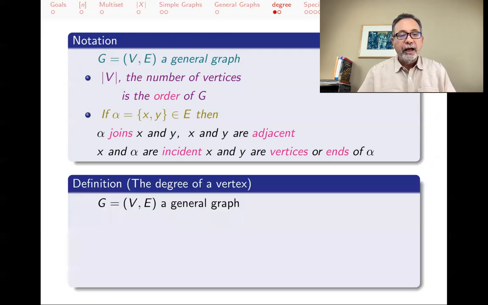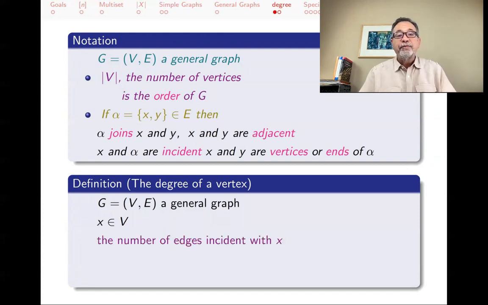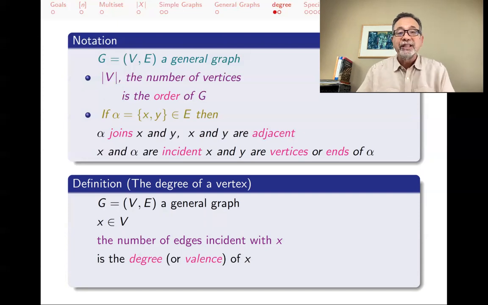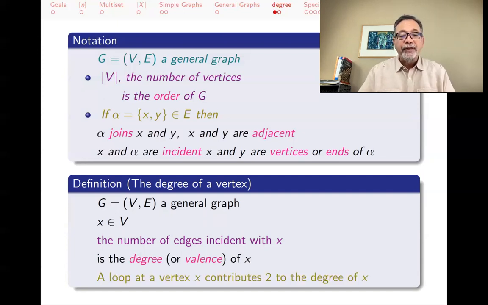Okay. The degree of a vertex. So again, in a general graph, if you have a vertex X, then the number of edges incident with X, that means the number of edges that are coming out of X, that means the number of edges that have X as one of their vertices, is called the degree or valence of X. But one thing to notice is that for a general graph, a loop at vertex X contributes 2 to the degree of X, because you think of it as going out and coming back in. So you count it as twice.